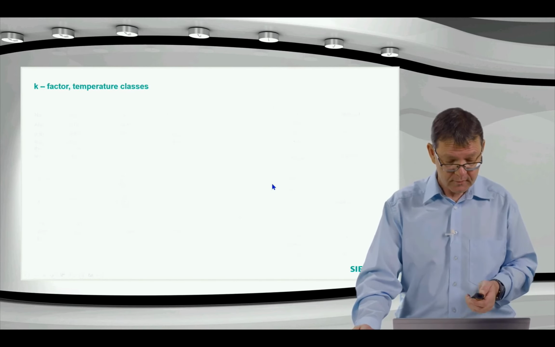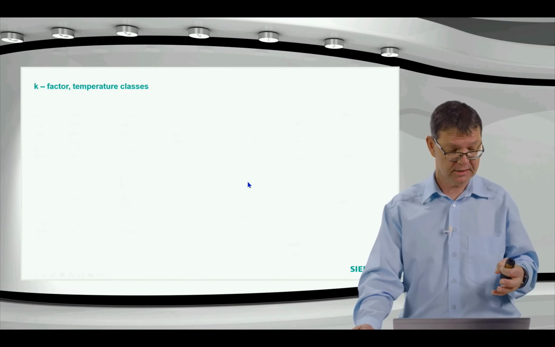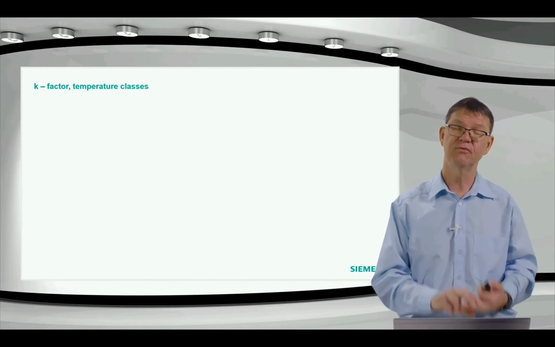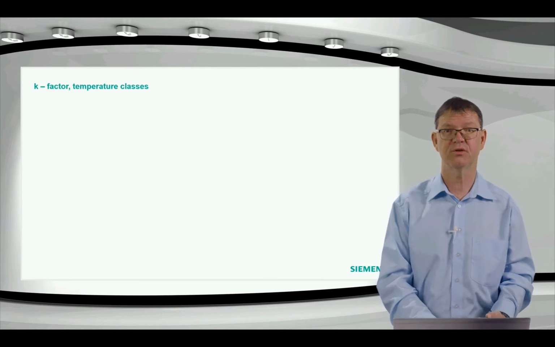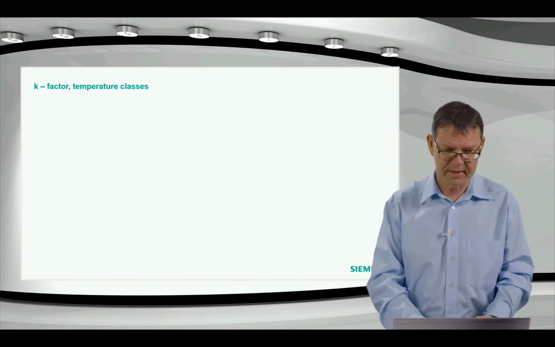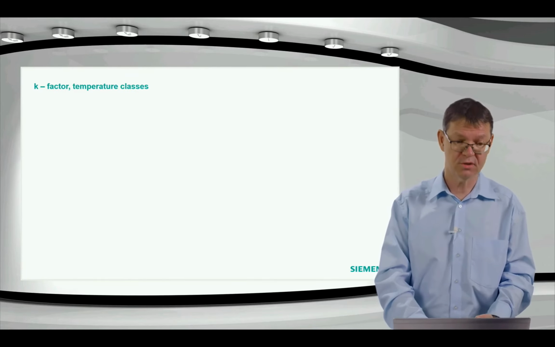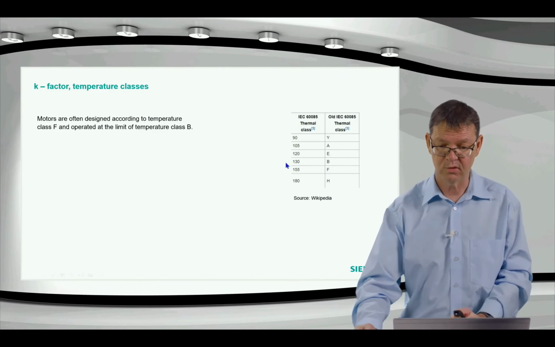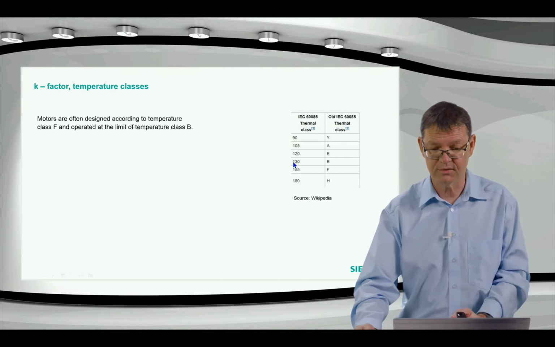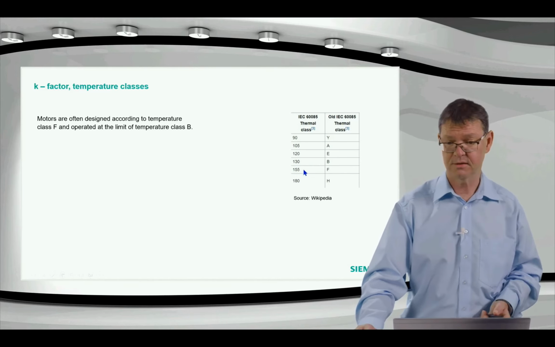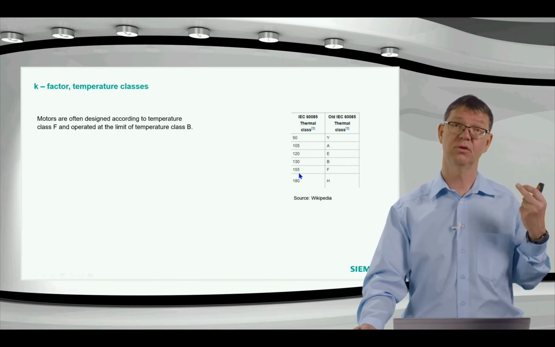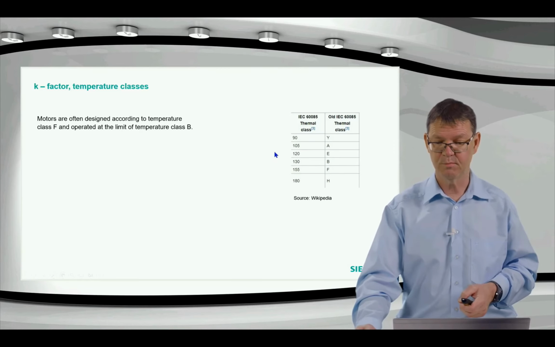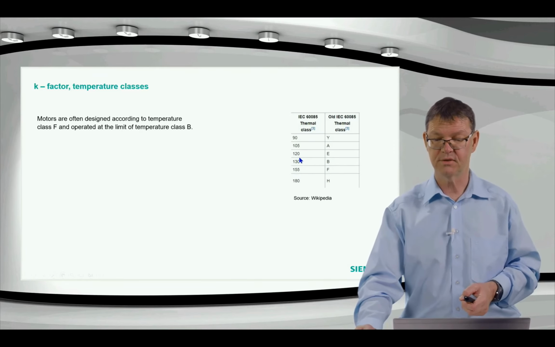Okay, finally, one word about the temperature classes. So if you don't have a K factor, often you have the information from the motor manufacturer. The motor is dimensioned for a maximum temperature of the class F. And if we have a look here, we see this is equivalent to 155 degrees Celsius, and it's operated, so the under nominal conditions with a nominal current, it's the class B, so I have here 130 degrees.